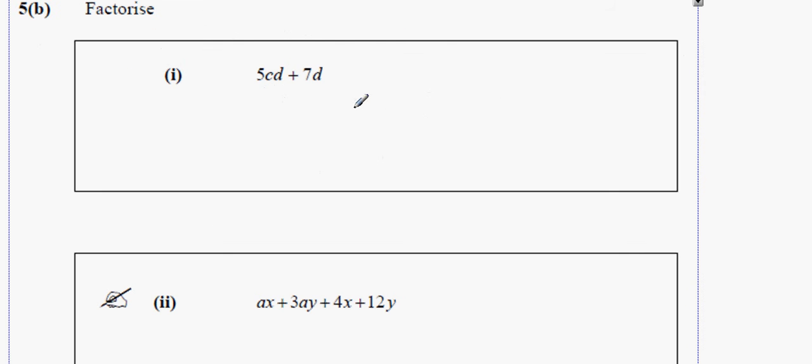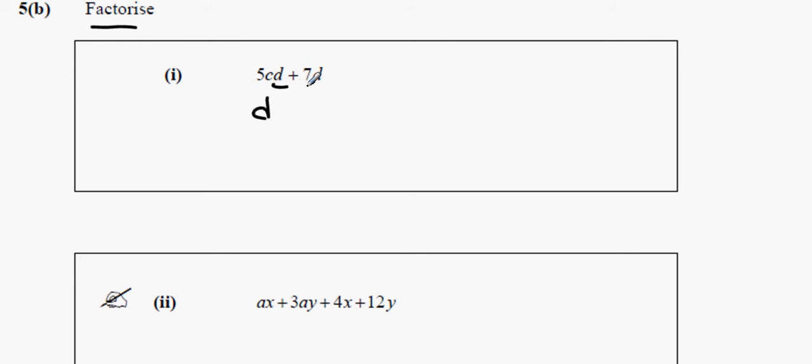Next one, factorize. Factorize means take out what they have in common. The d is in common because you can see the d in both of them. Open up your brackets. Remember, there's got to be a plus in the middle. So what we're going to get is d multiplied by what gives you 5cd. That's going to be 5c. And then the d without the 7 is going to be 5c plus 7. Now if you aren't sure, just multiply these back out. And what you'll get is 5cd plus 7d. Hence you know you're correct.